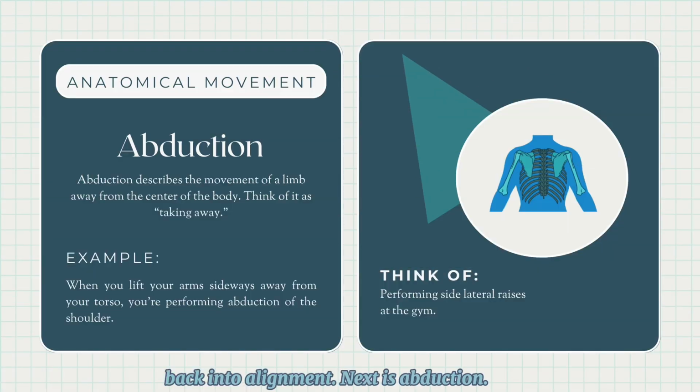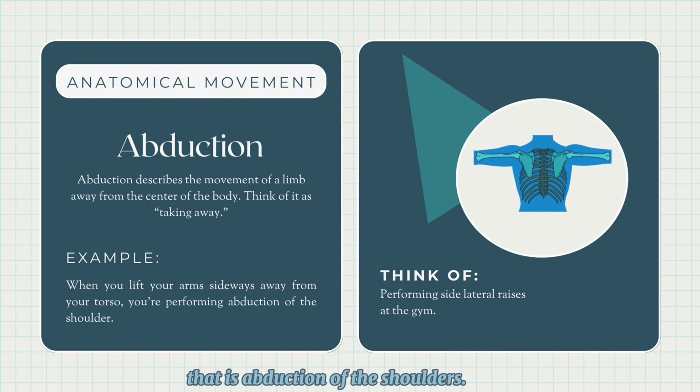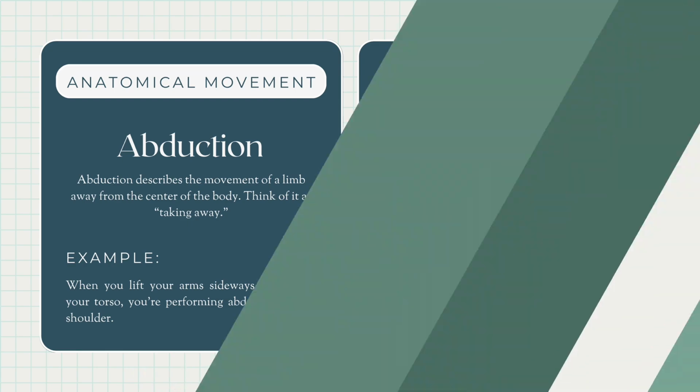Next is abduction. This movement takes a limb away from the centerline of your body. When you raise your arms out to your sides, like in a jumping jack, that is abduction of the shoulders. Think of it as taking away from the midline, like lifting your arms during a side lateral raise.